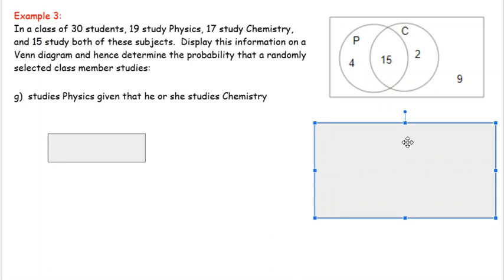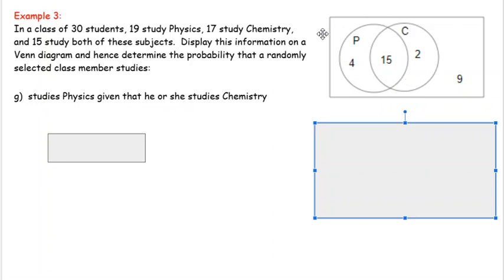Does anybody want to share an answer? Okay, I'm taking that as you're not 100% sure. So with the formula, you would do the probability that they study both physics and chemistry, 15 over 30, divided by the given one, which is chemistry, and that would be 17 over 30.